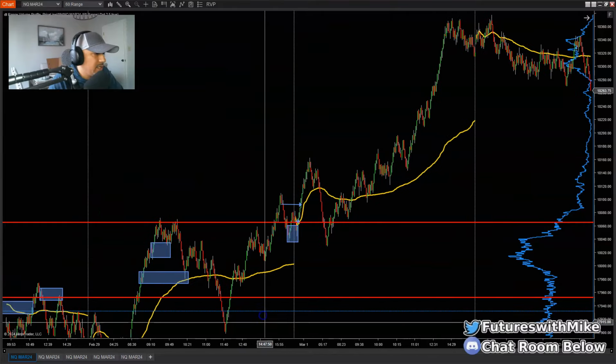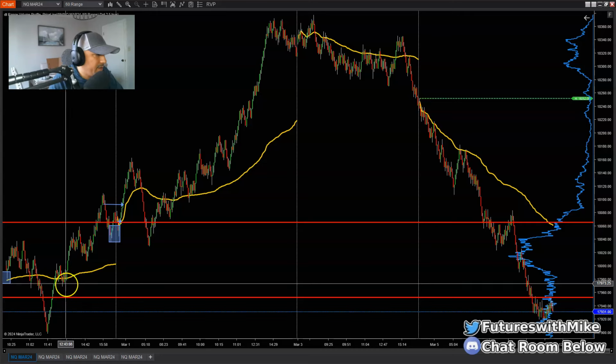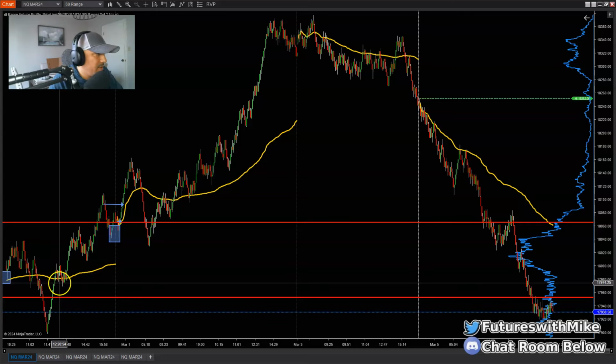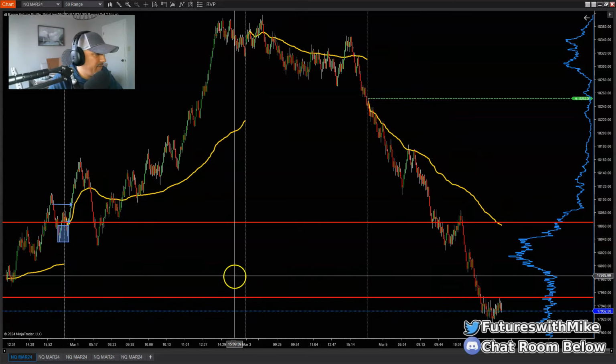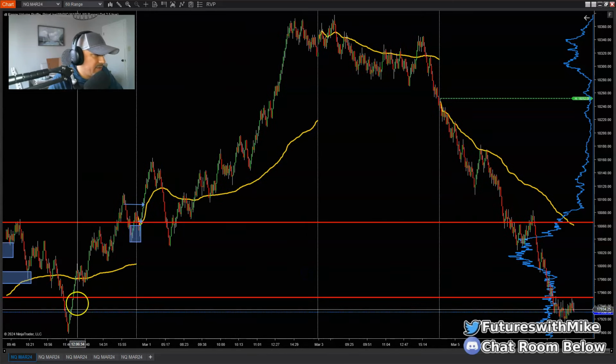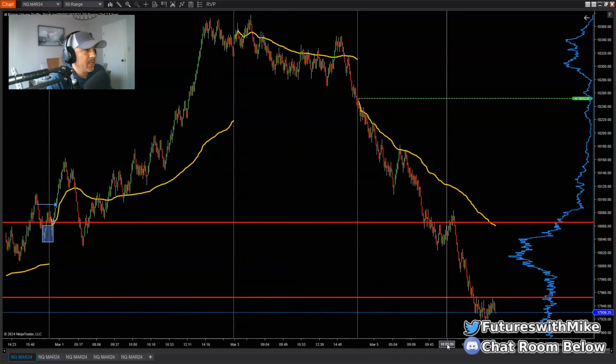But there were areas of imbalances resting below. After the market broke through this area of structure right here, this swing right here, took out that low there, it was aiming to fill in these areas of imbalances resting below. And it went all the way down there. It's just a matter of trying to hold it.